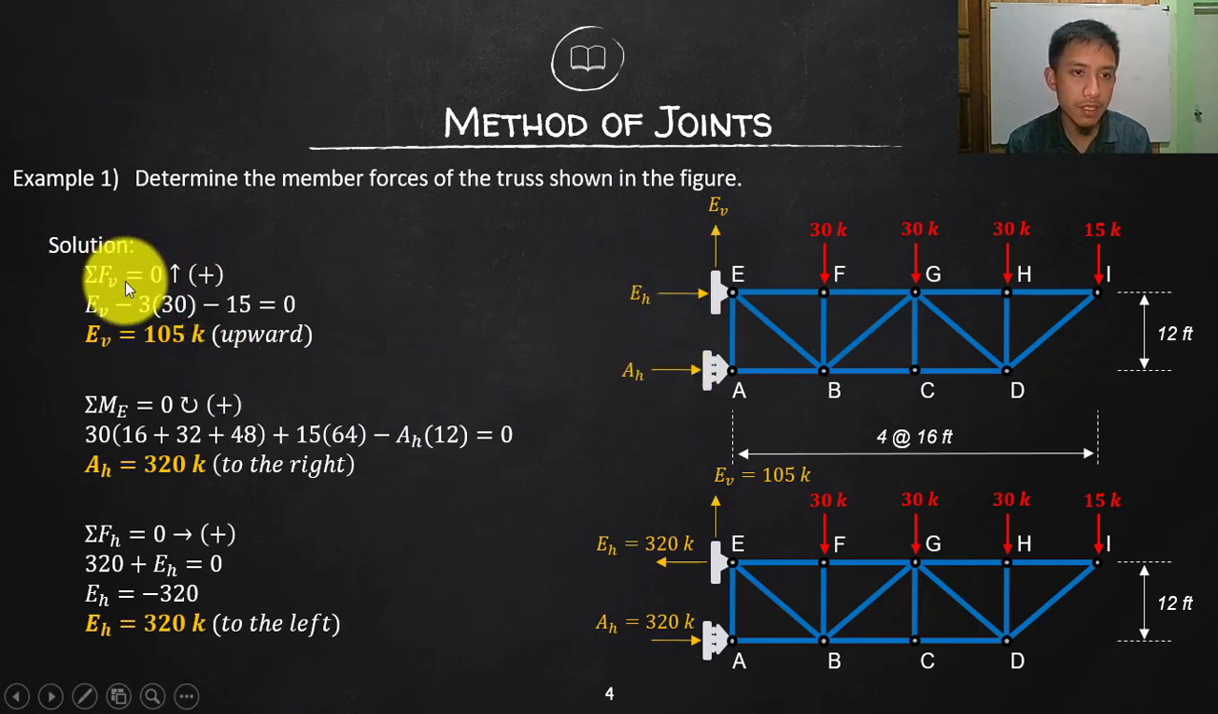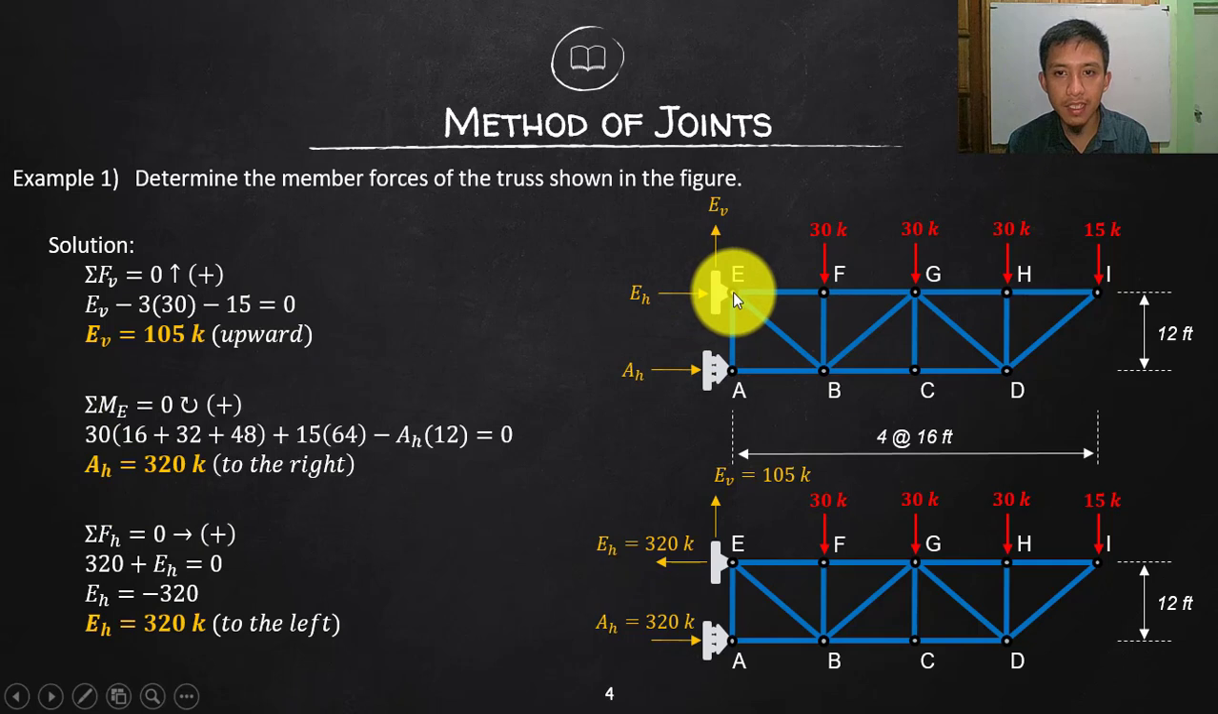So let's start by summating the forces vertical, which is going up positive. So all the forces going up are positive, that's only EV, and of course the rest which are vertical are going down, all of these. So 3 times 30 and then minus 15, so these are negative since that is going down. And then simple algebra, you will have now your EV to be 105 kips, that is positive, so it means our assumed direction is correct, so upward.